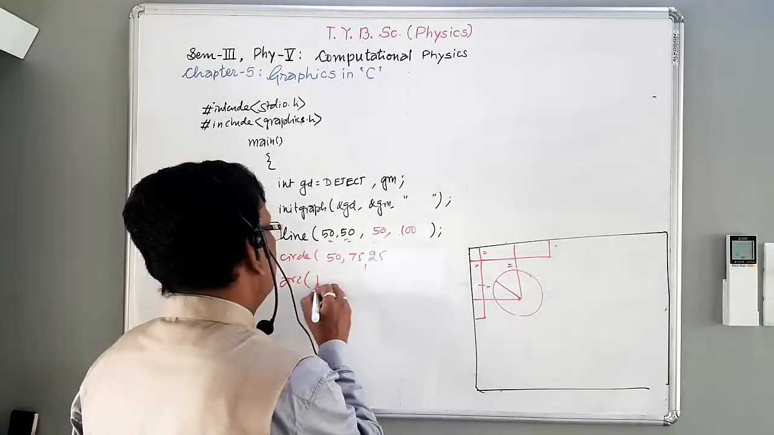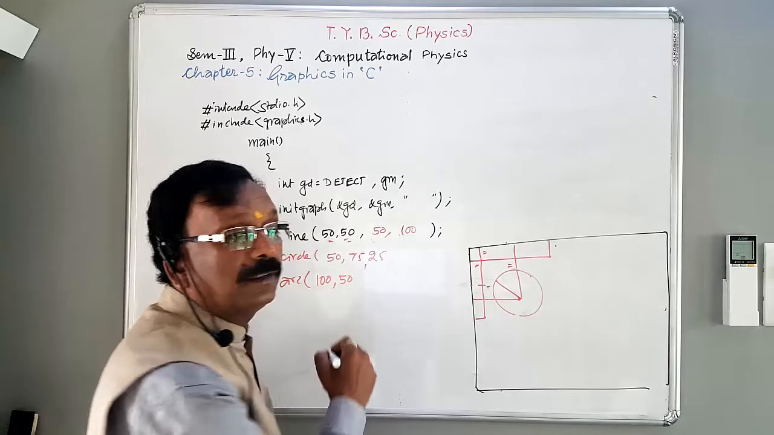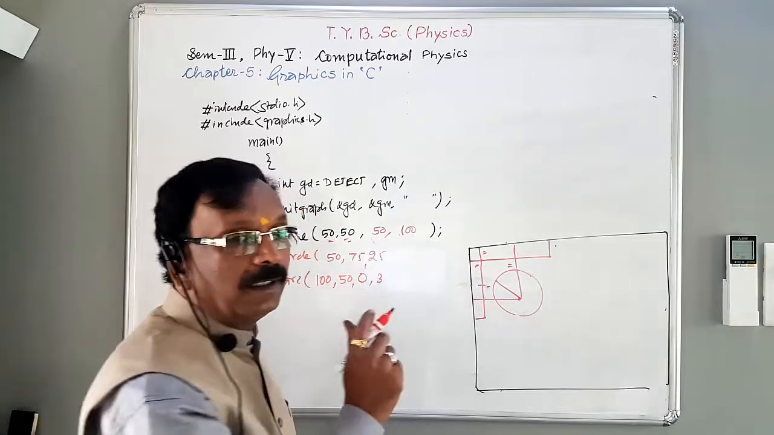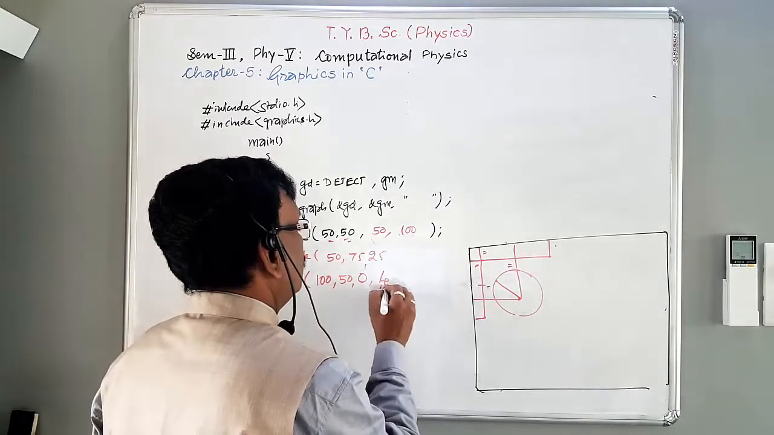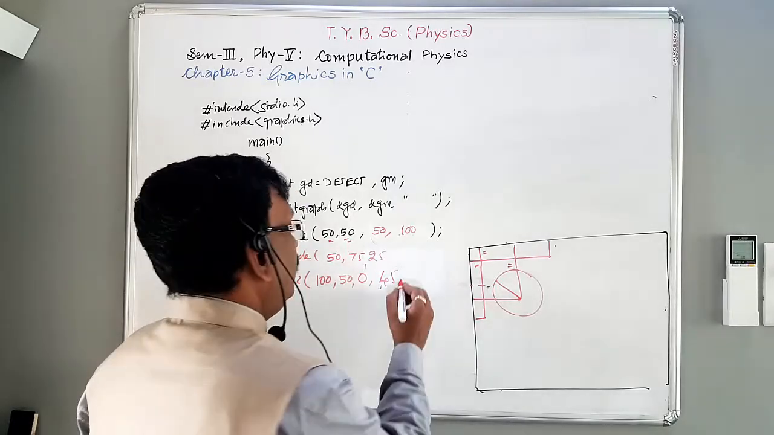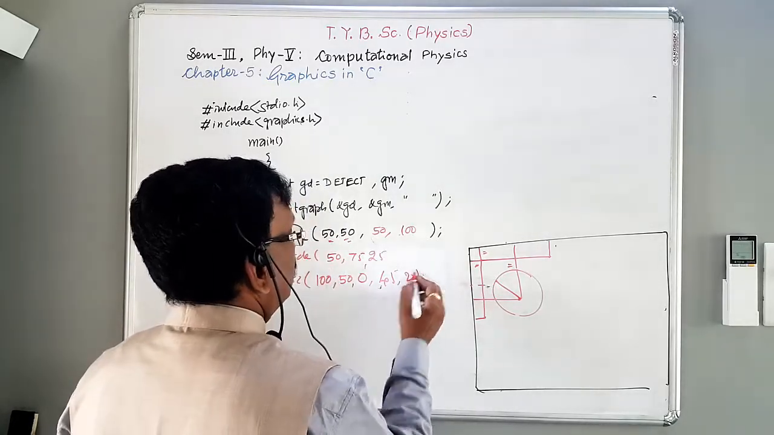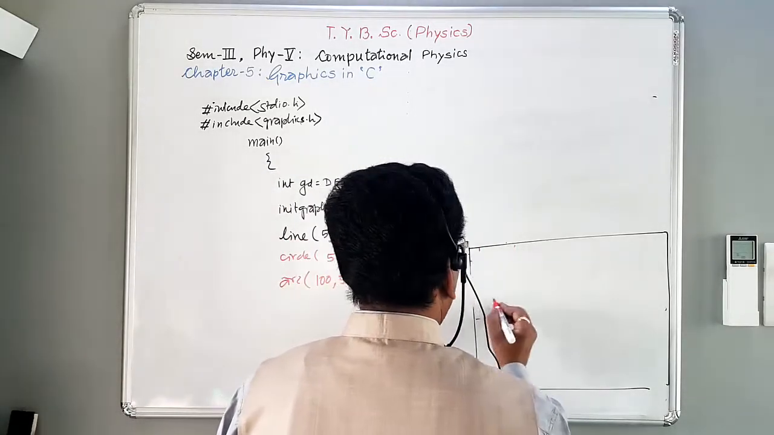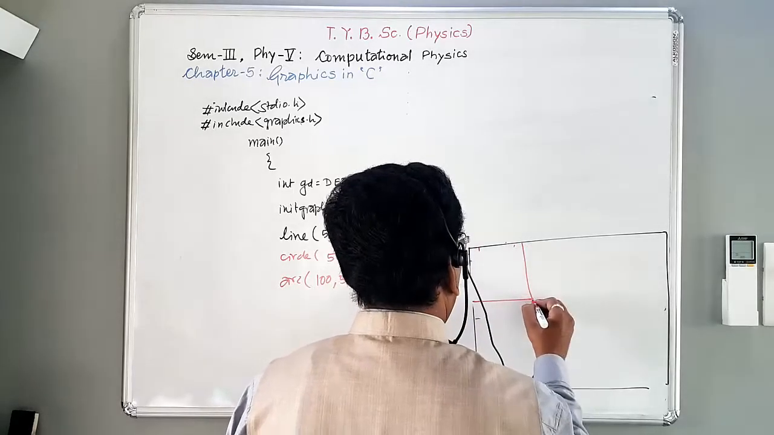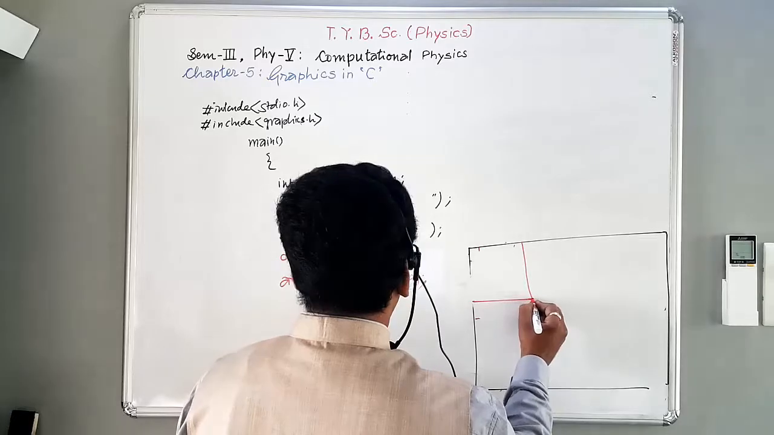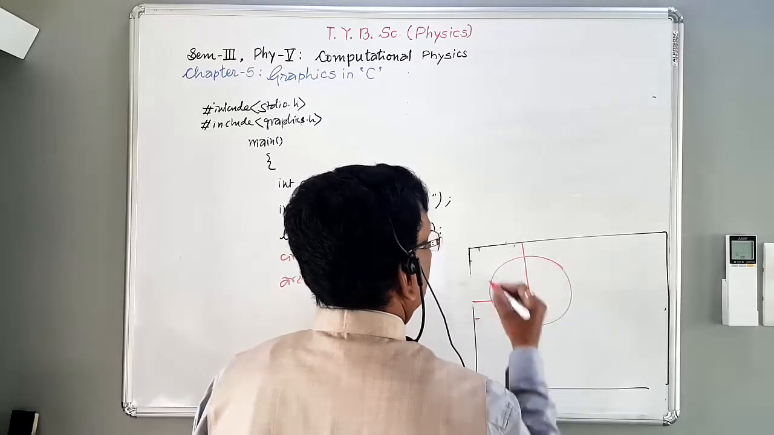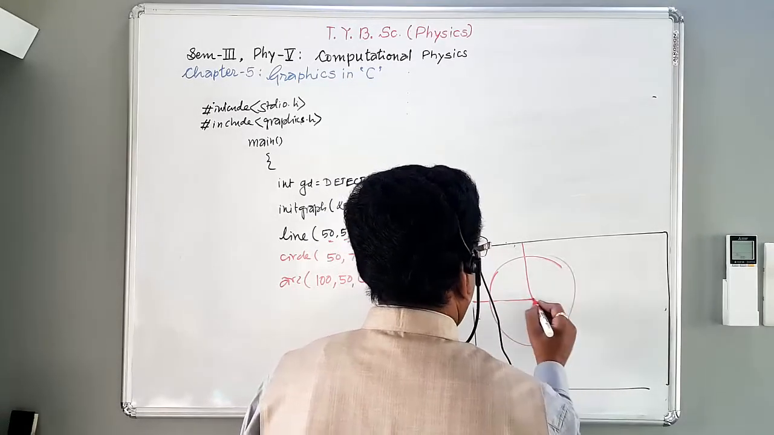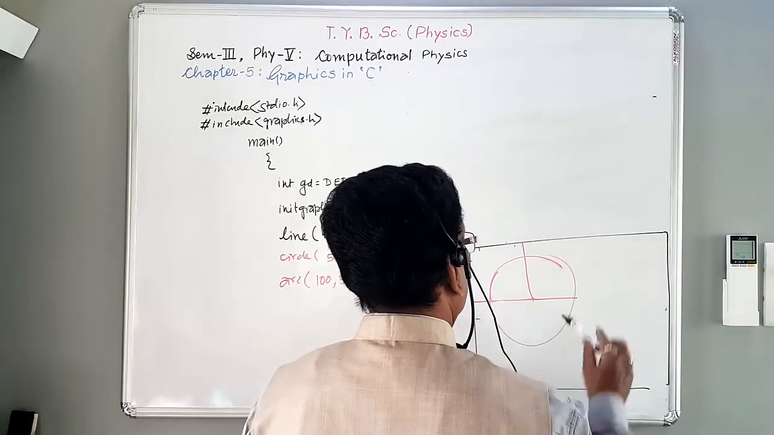In arc, 100 is the x coordinate, 50 is the y coordinate, 0 is the starting angle, then suppose 45 is the ending angle and 20 is the radius. Then when this command is executed, we get this: 100 is the x coordinate, 50 is the y coordinate, and we get the arc.